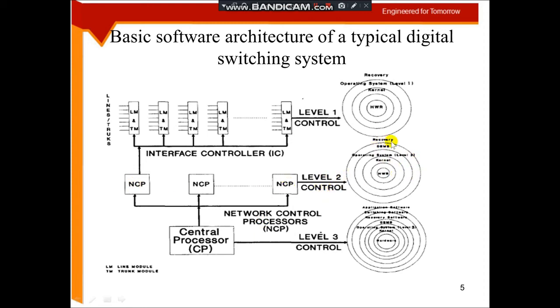So we call it as recovery and operating systems level 2. And here at the third level we are having central processors which will be at level 3, which will be having all the things. So we have level 1, level 2 and level 3. In the diagram itself we can make a note that in level 1 we have line module, trunk modules. In level 2 we have network control processors. In level 3 we have central processors.